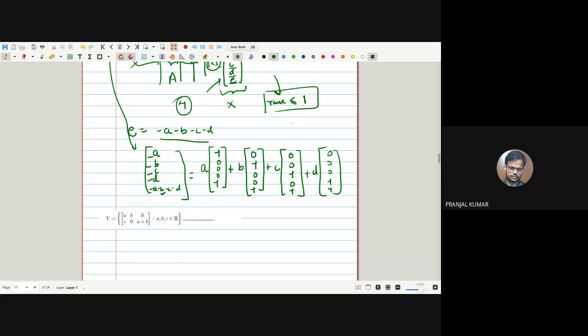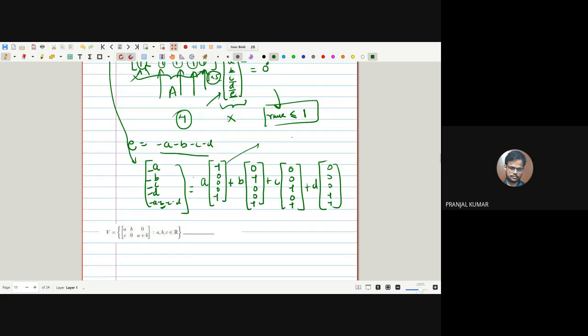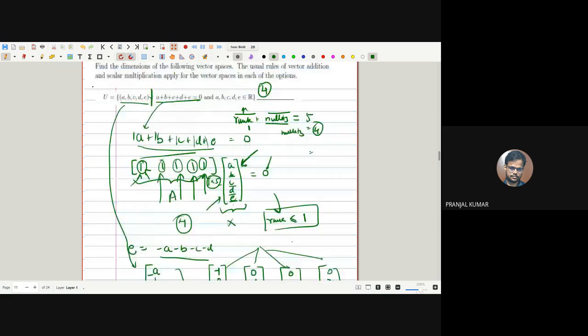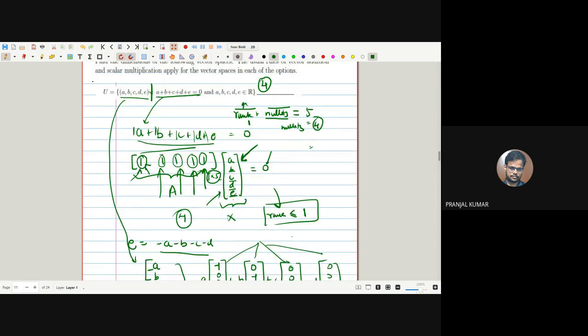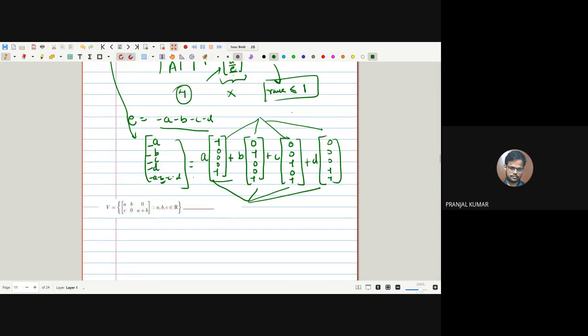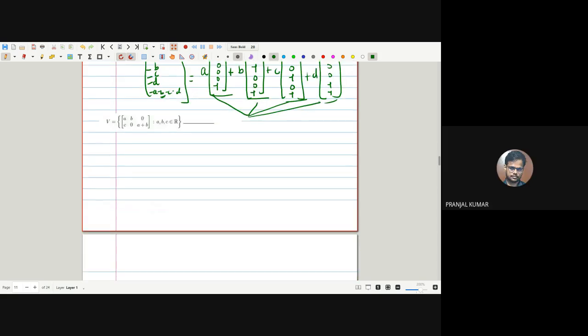Now just count the number of vectors. These are 4, so you can tell that the dimension is 4. Also, these are the basis vectors for this space. If they ask you what is the basis for this set, then just pick these vectors. These are the basis. Clear? Basis vectors. So this is a basis set. Clear? Yeah, clear.